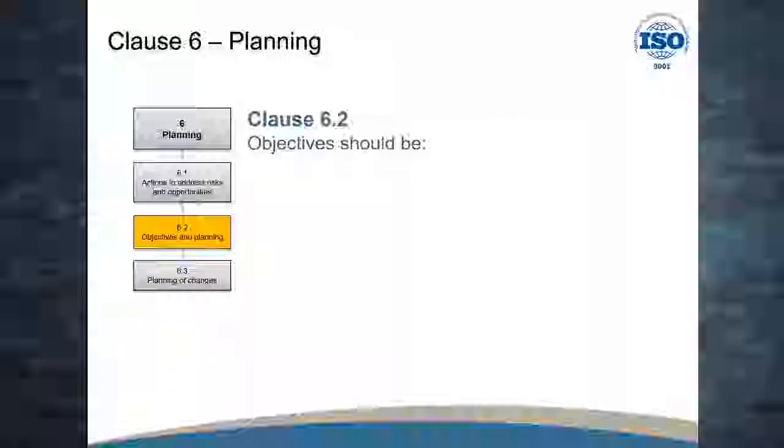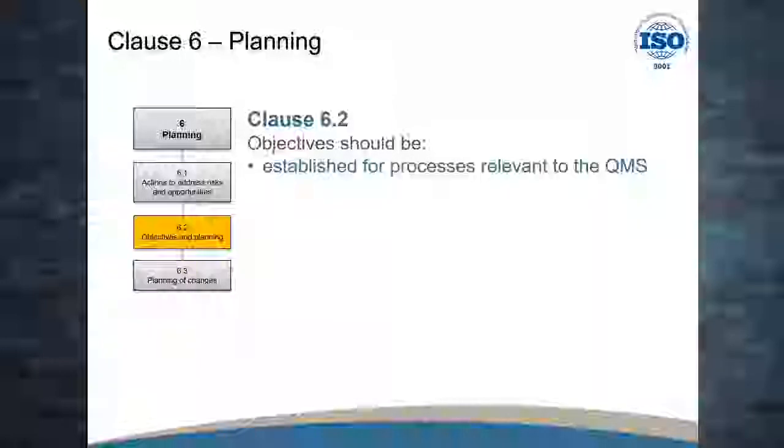6.2, objectives and planning. Objectives should be established for processes that are relevant to the quality management system. So all of the QMS processes that you've identified in your scope back in clause 4, there should be objectives for each of those. Objectives should be monitored, communicated, and updated.